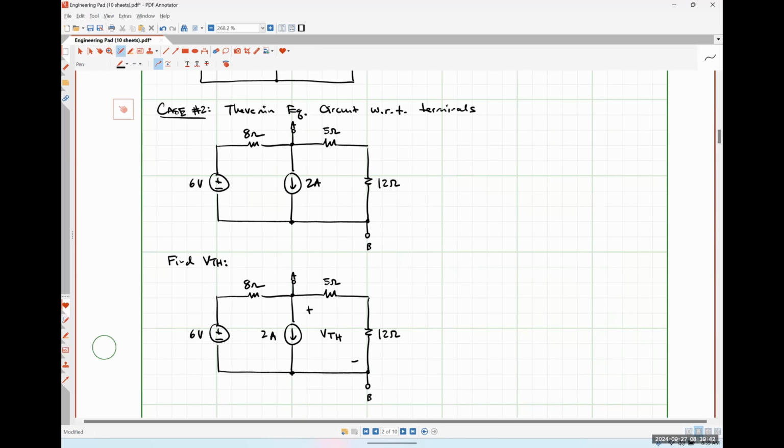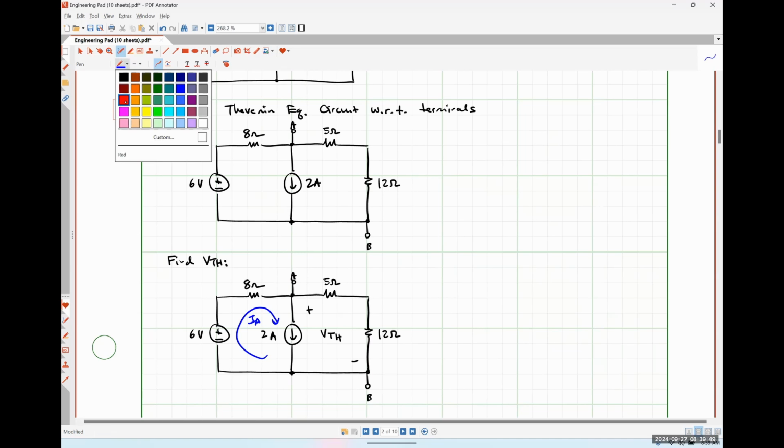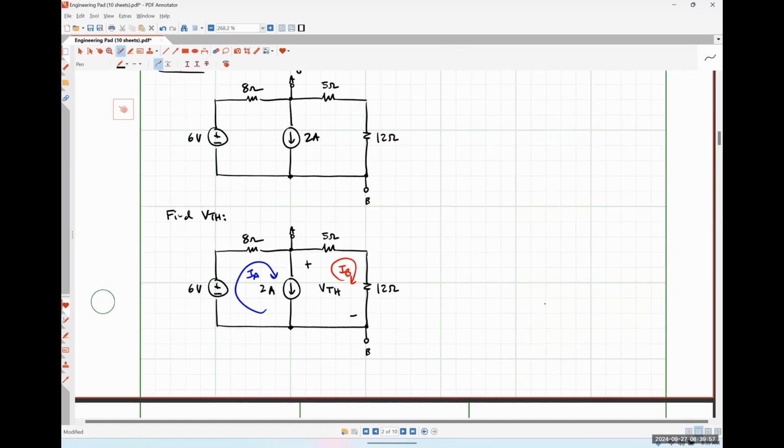Mesh, okay? So using mesh, let's call this IA. This IB. So our meshes are identified, our mesh currents are assigned. There is no dependent sources, so we have a current source. So what's our current relationship equation going to be? 2 amps is equal to IA minus IB.